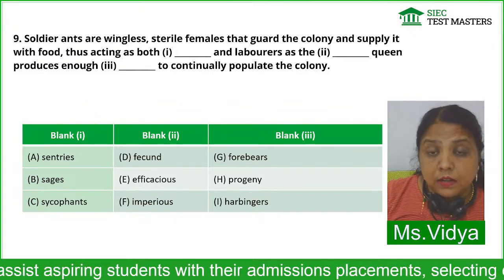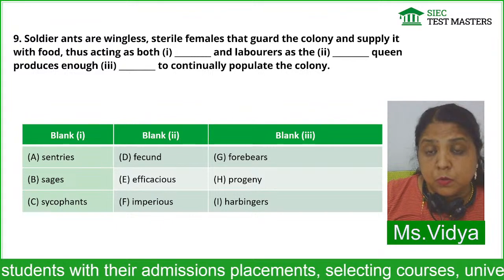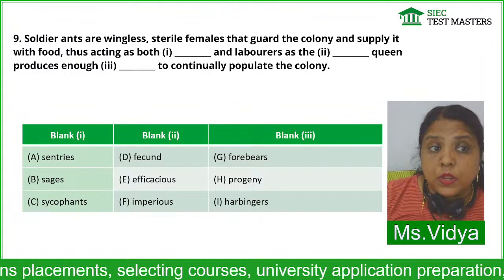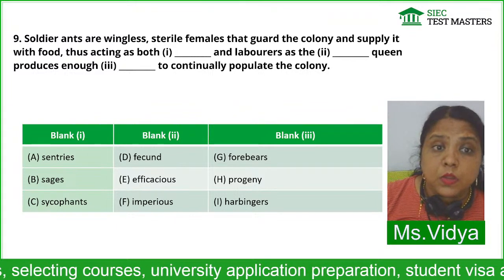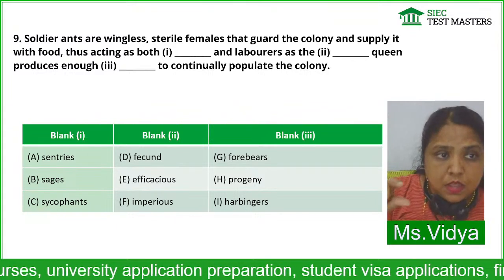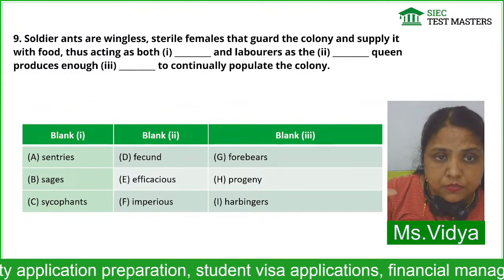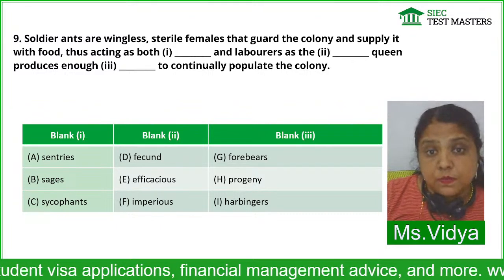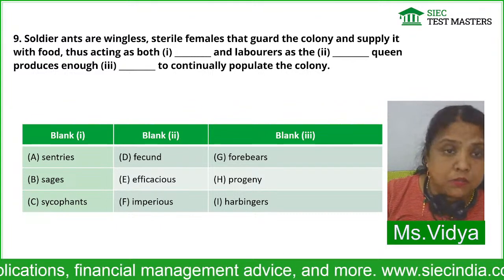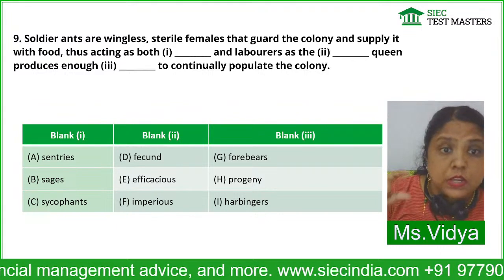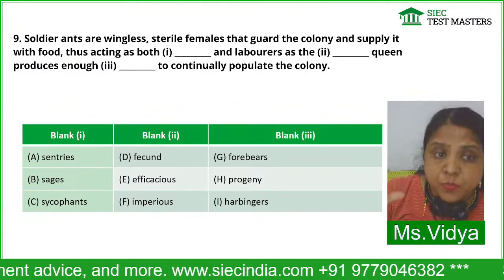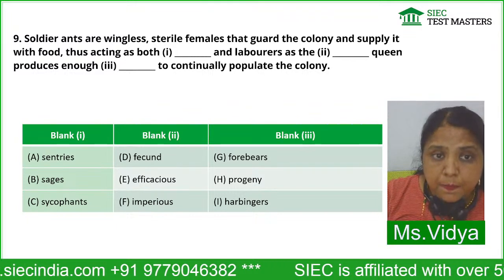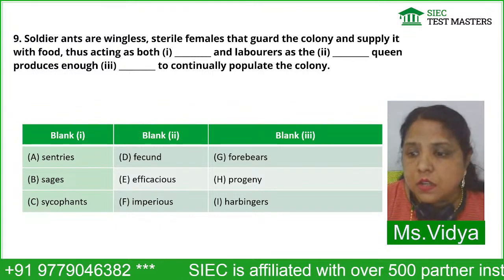Fecund means fertile, able to produce offspring, babies. So, as the fecund queen, how do I know it is fecund queen? Because I read the other part: produces enough dash to continually populate the colony. Populate. That's why I think it is the fecund queen, fertile queen. It produces enough what? Enough offspring, progeny. Progeny means offspring, babies, to continually populate the colony.